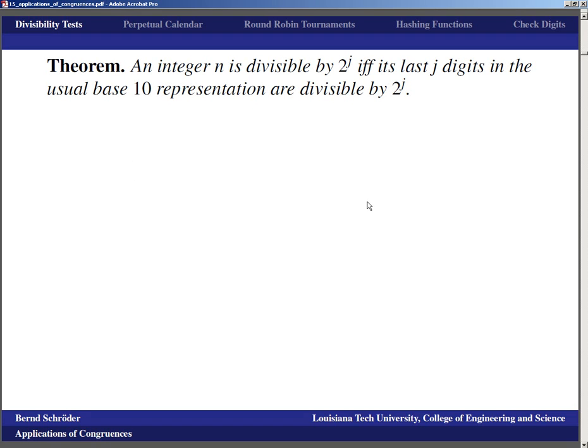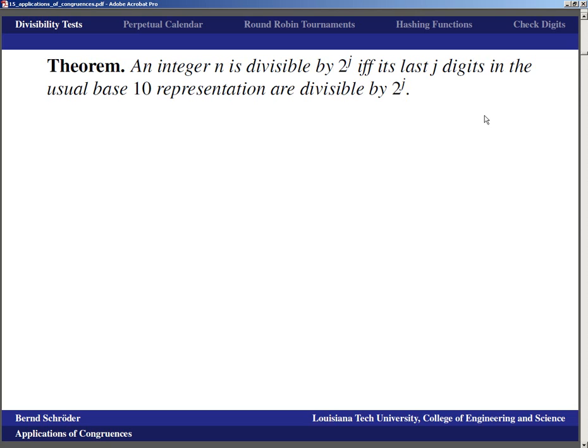Okay, so here's the first theorem. If you take an integer and you want to know whether it's divisible by 2 to the j, we can say that that is the case if and only if its last j digits in the usual base 10 representation are divisible by 2 to the j. So that's basically the old rule: a number is divisible by 2 if and only if it ends in 2, 4, 6, 8, or 0.